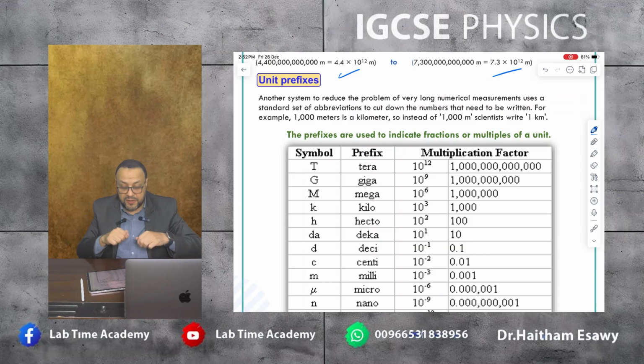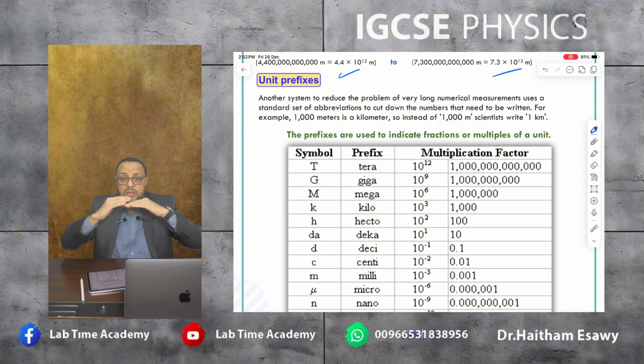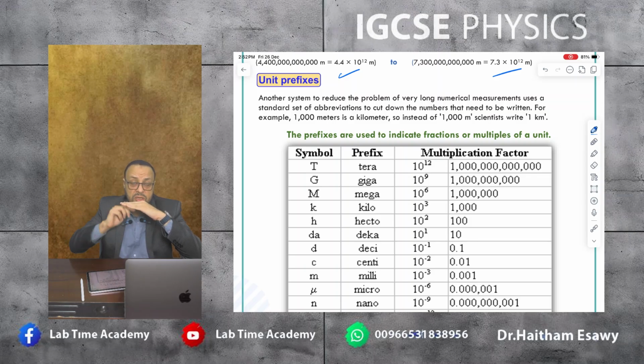Another example, if I draw a line in your notebook, how can I measure this line? By any unit. Can I measure it by kilometer? Yes, you can, but it's not logical. You can use centimeter or millimeter. So I have to use fractions of this unit. So I can use multiples of the unit or fractions of the base unit.